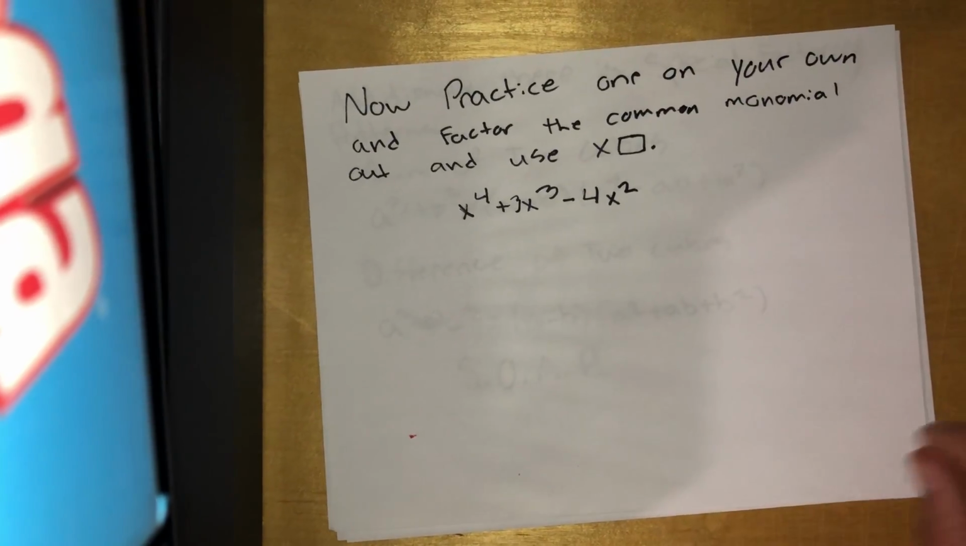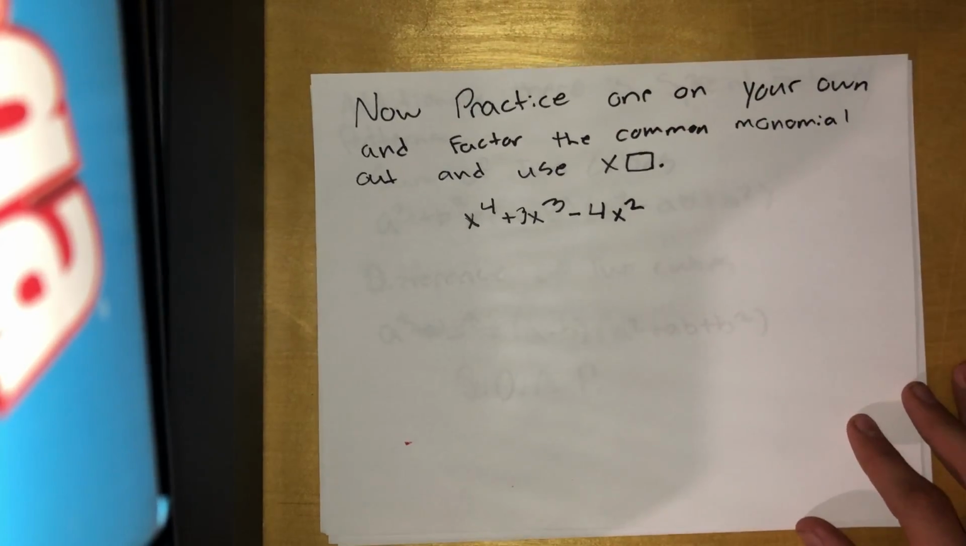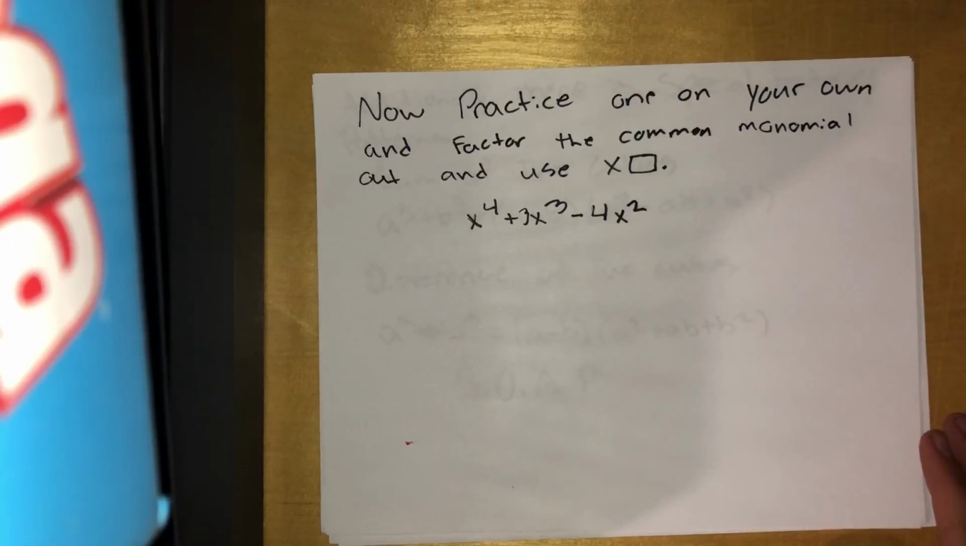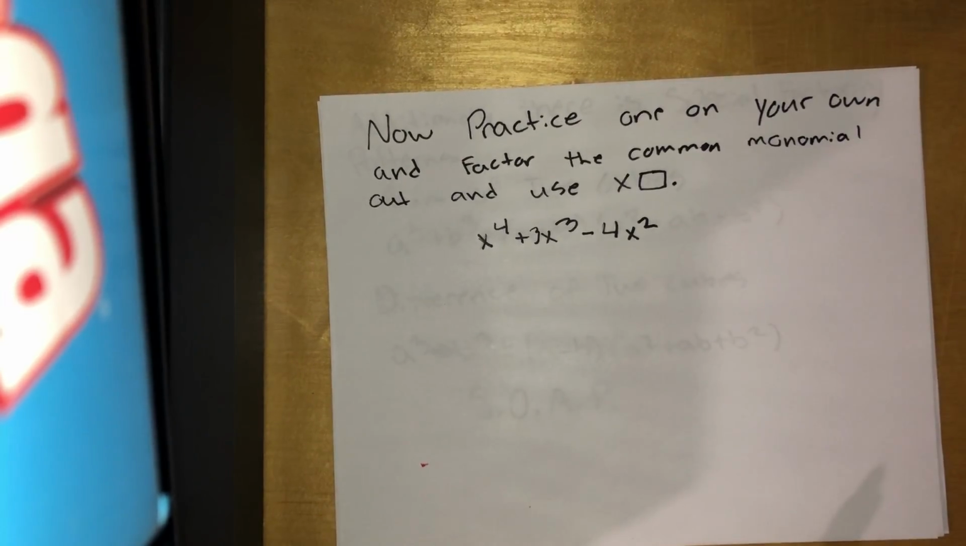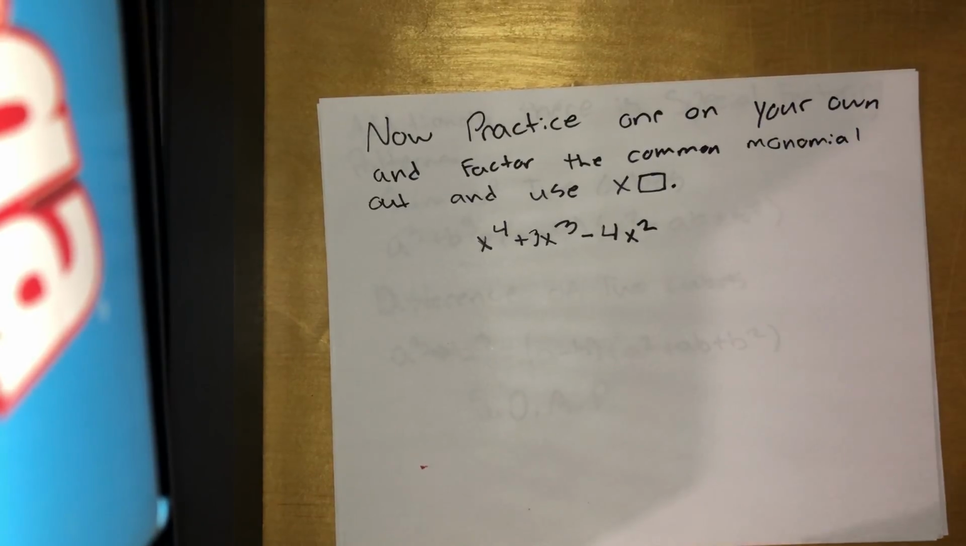Now, you guys can practice one on your own. Factor the monomial out and use the Xbox on x to the fourth minus 3x cubed minus 4x squared.